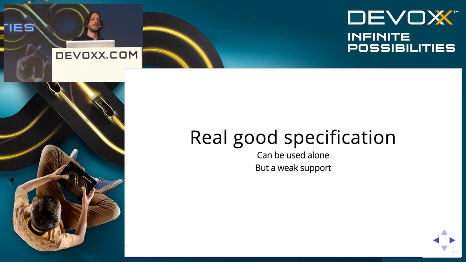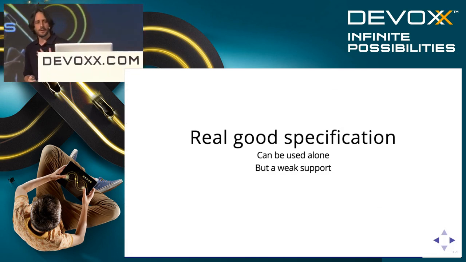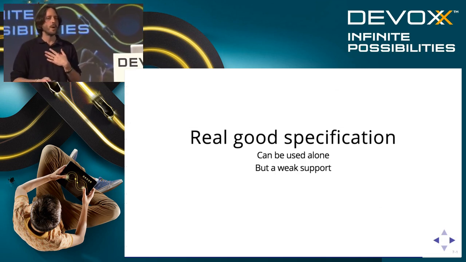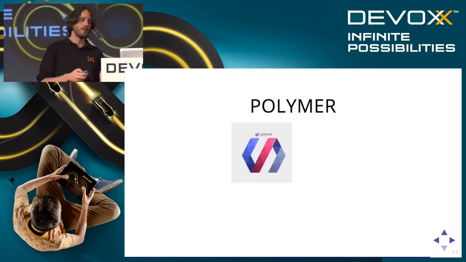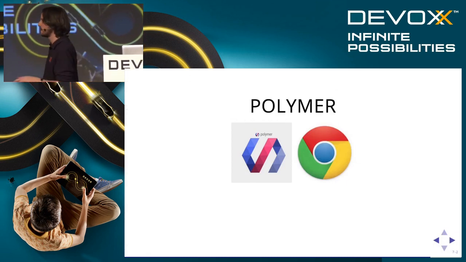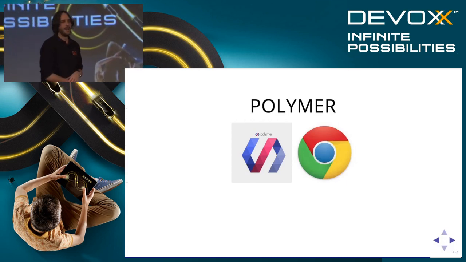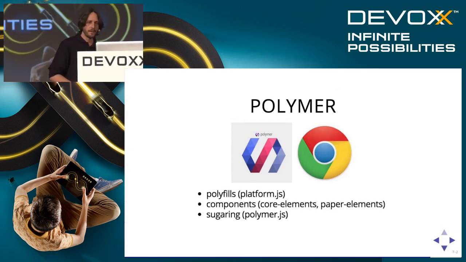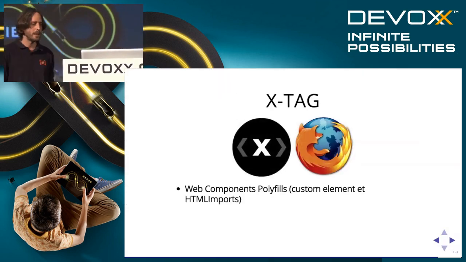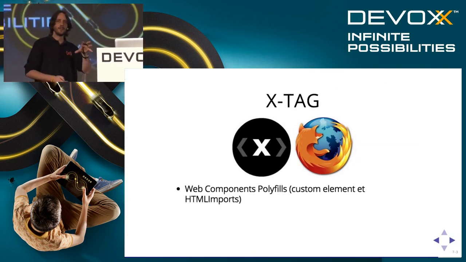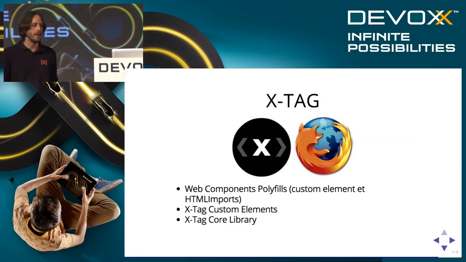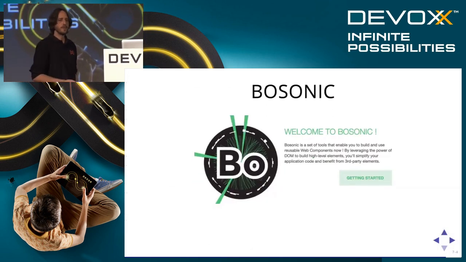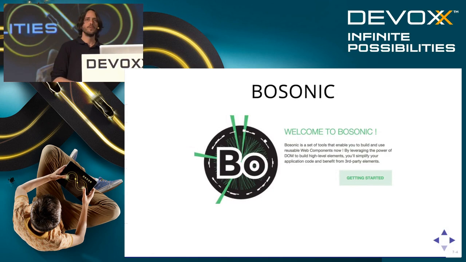But as you can see, there is really weak support in our browsers, so it's not really easy to use them now. So what can we do if we want to start working on web components? There is a good job done by Polymer and Google, so I'm not going to talk a lot about it because you are going to see them. But there are also other solutions. You can see X-Tag from the Firefox team that also uses web components, qualified as custom elements and HTML imports, and they give you also a set of elements so that you can start playing with it, and a core library. And there is also Bosonic, a French framework that allows you to use web components now.